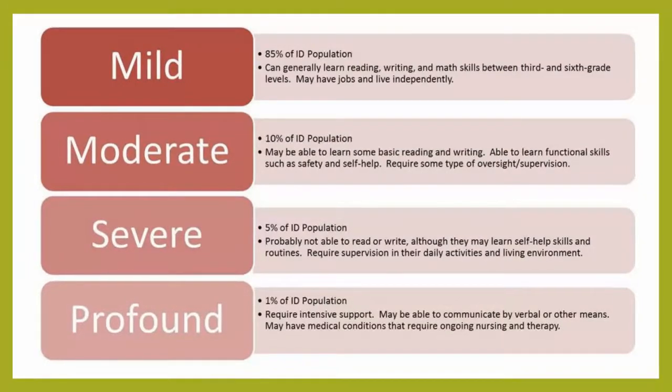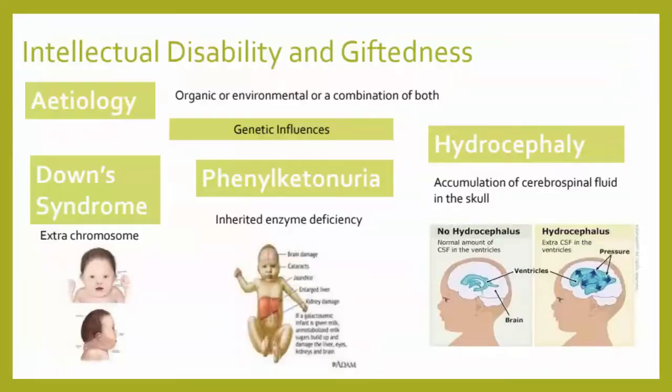And then you get somebody with a profound intellectual disability, which is a very small proportion of the population of people who have an intellectual disability. They might require intensive support, may be able to communicate by verbal or other means, and may have other medical conditions that require ongoing nursing or therapy. So within our intellectual disabilities, there are different categories, and when you have a DSM-5, what is evaluated is your IQ as well as those other adaptive skills, and it would put you into one of those categories. And intellectual disabilities are diagnosed younger, in people younger than the age of 18.